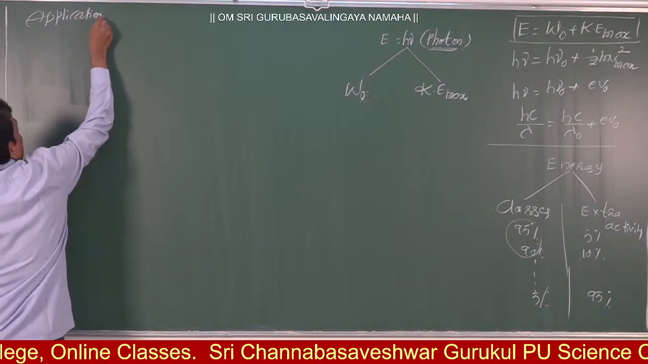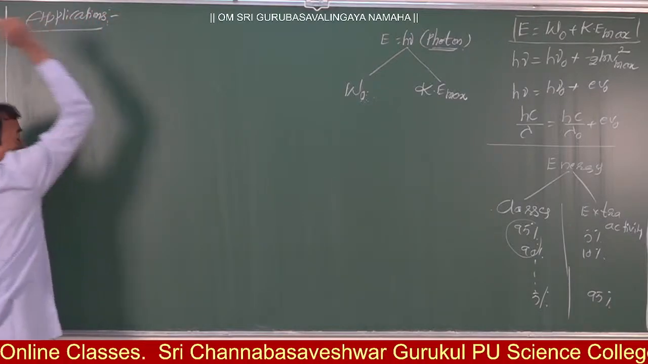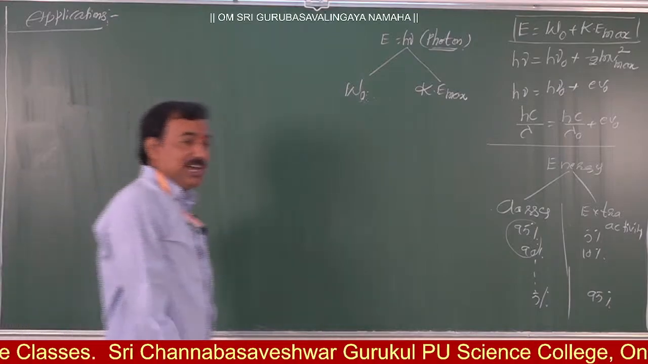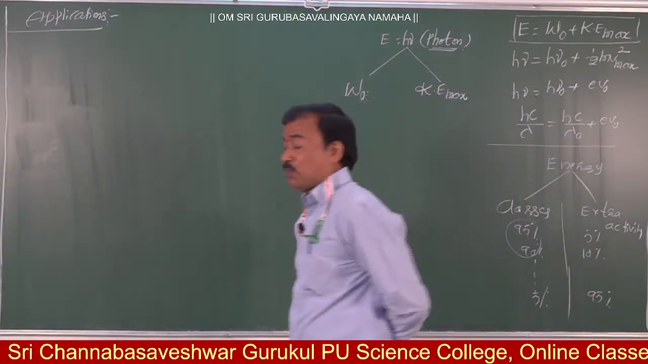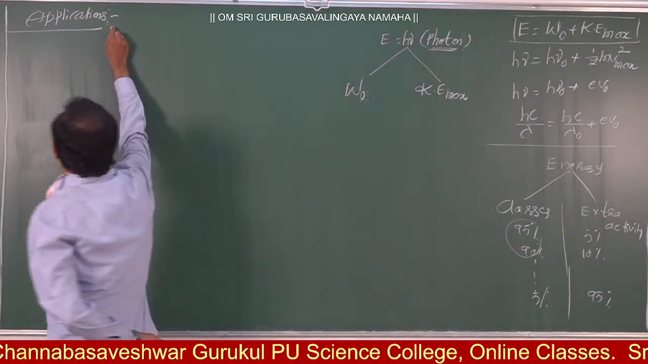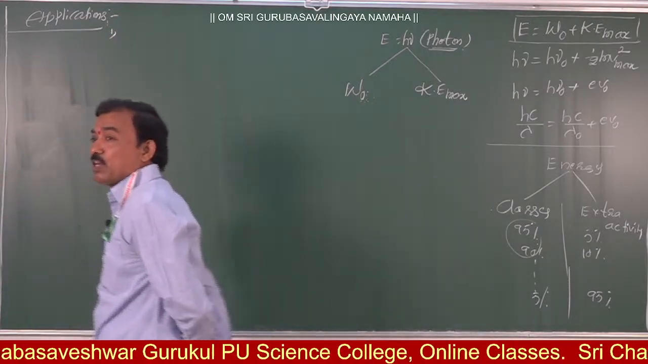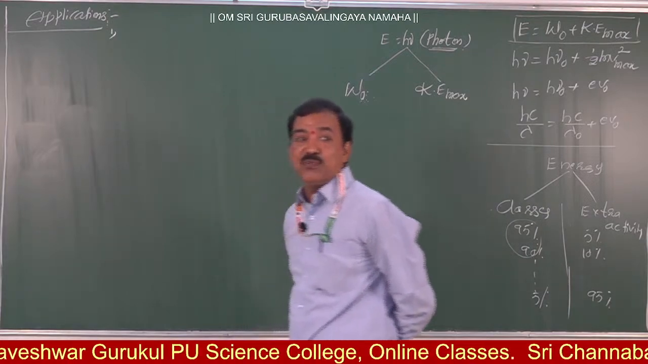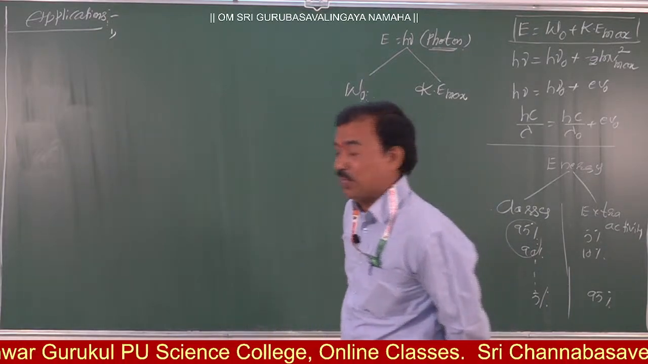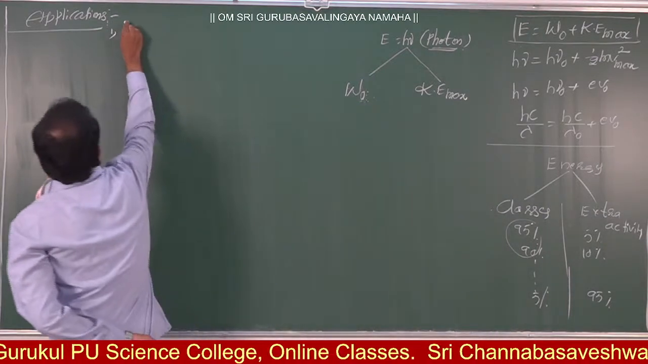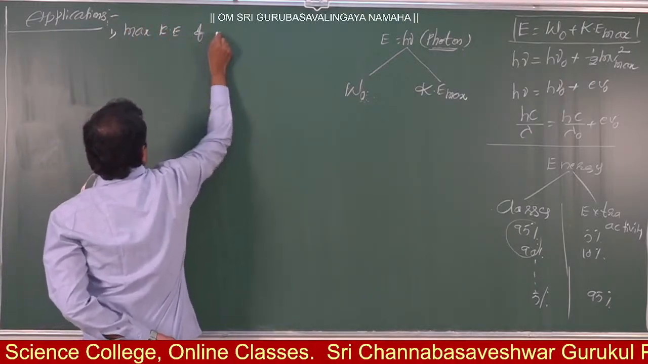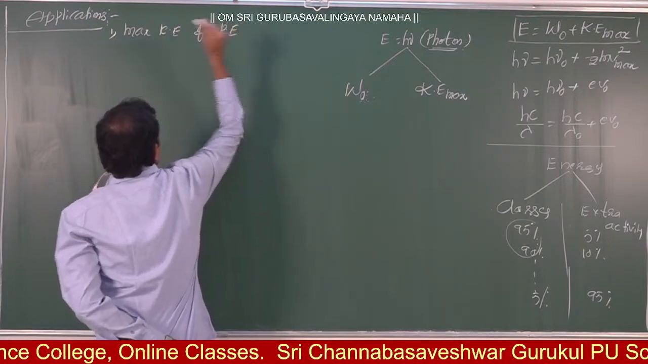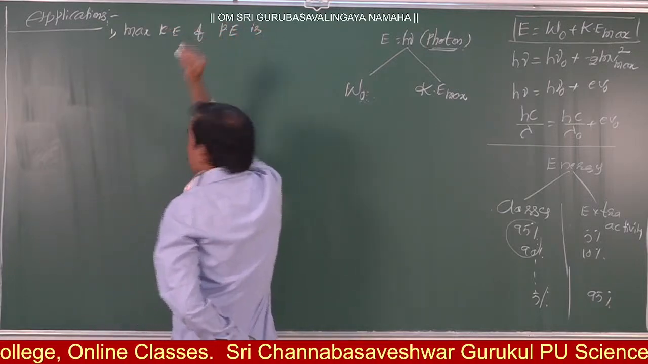So, applications of Einstein's photoelectric equation. First application here: what about kinetic energy? The maximum kinetic energy of the photoelectrons is equal to... So first point here, the maximum kinetic energy of the photoelectrons. So what is that equation here?